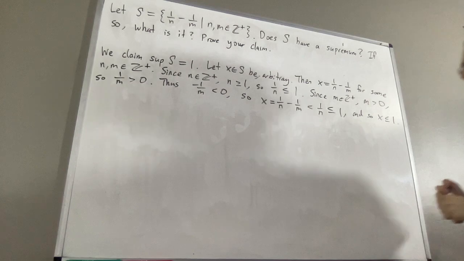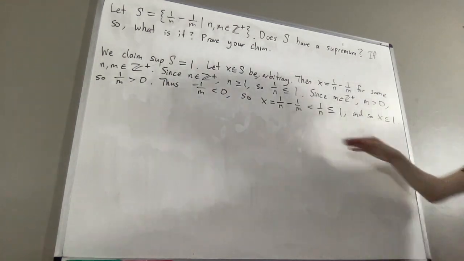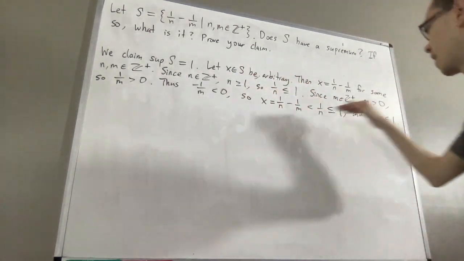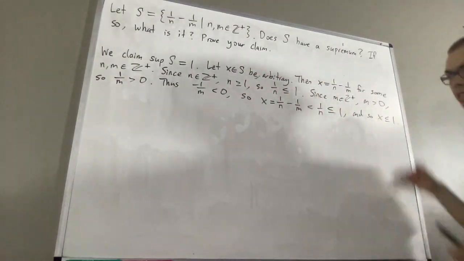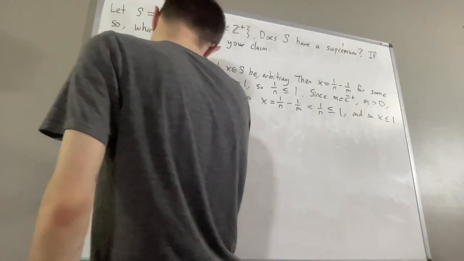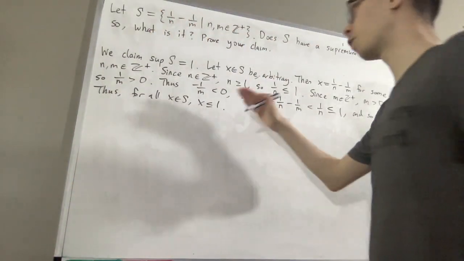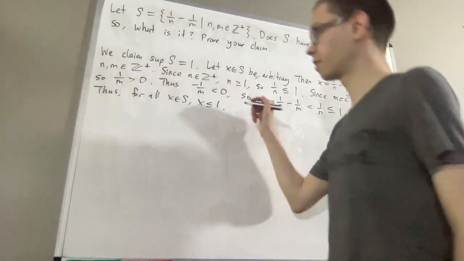And so we're done. We see, given arbitrary x in S, it follows that x is less than or equal to 1. So for all x in S, x is less than or equal to 1. That's precisely what it means for 1 to be an upper bound of S.